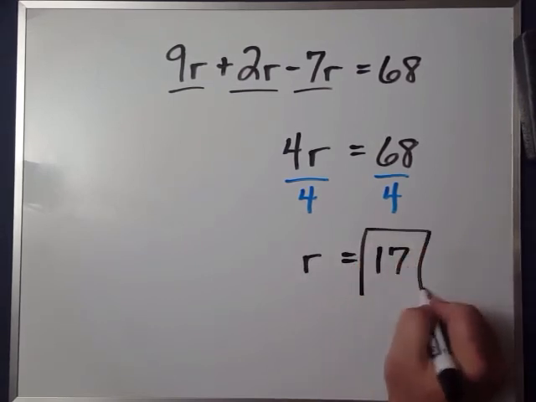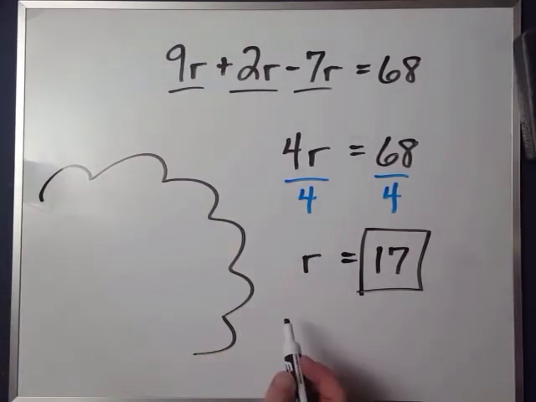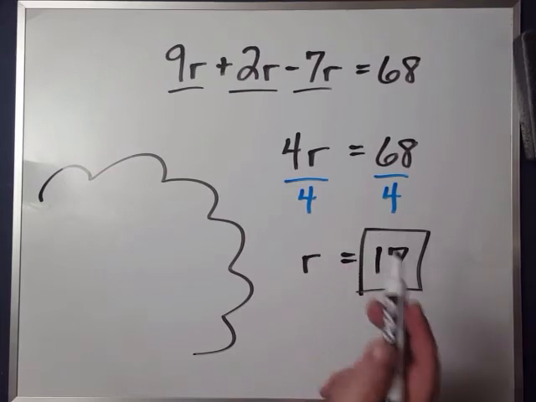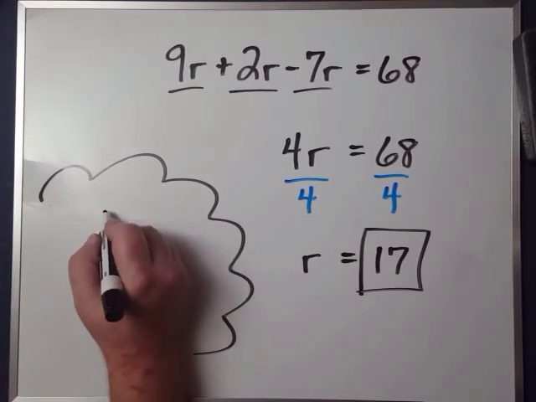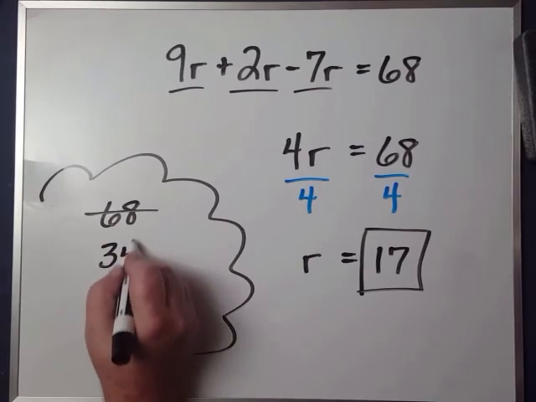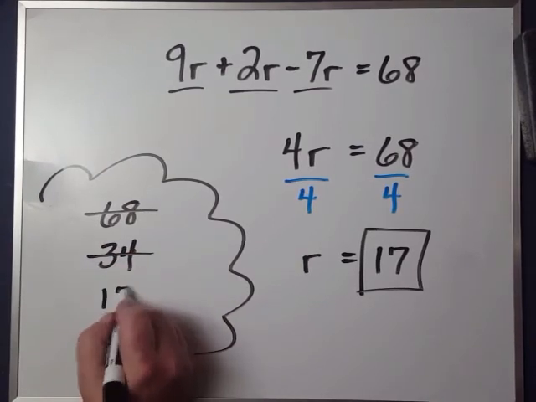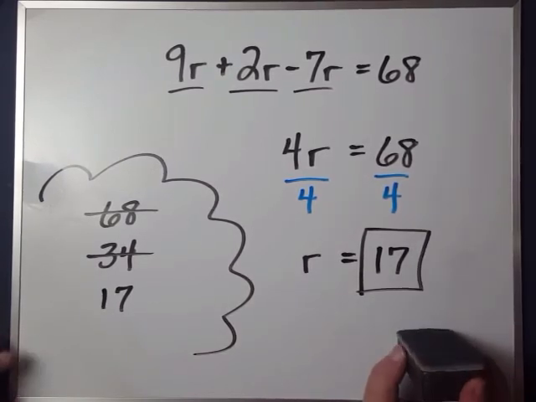17. Let me tell you what just happened in my head. To divide by 4 is to cut a thing in half twice. If you cut something in half twice, you've divided by 4. So in my head, I'm thinking, well, half of 68 is 34, and half of that is 17. That was the quick way for me to divide 68 by 4. If that helps you, use it. If you'd rather do a long division over to the side, that's fine as well.